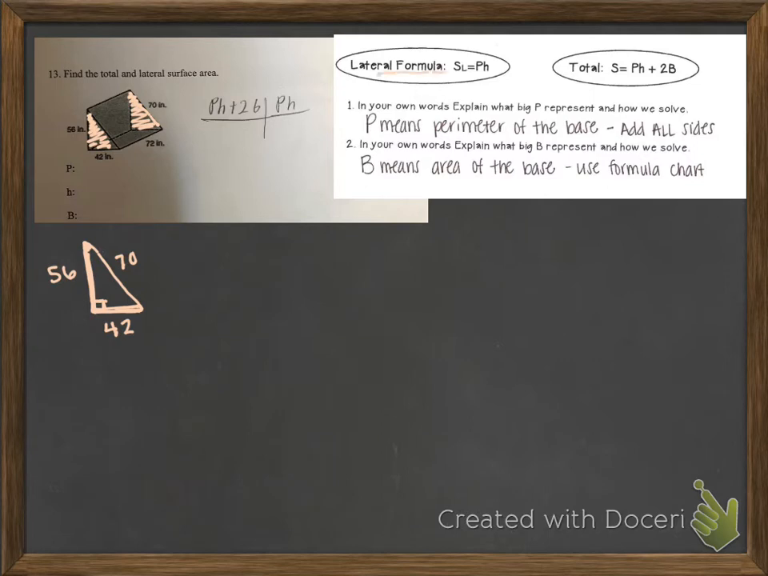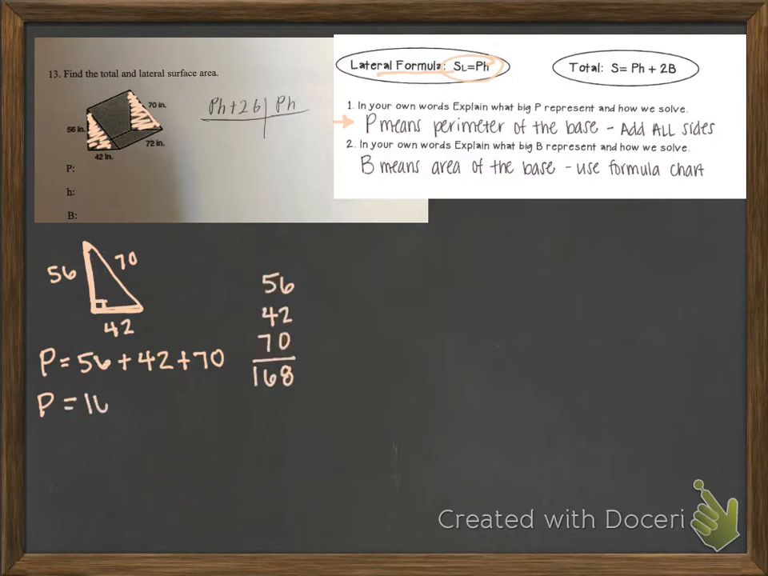So lateral surface area is just big P times H, and big P right here means the perimeter of the base, so you're going to add up all the sides. So big P equals adding up all the sides, which is 56 plus 42 plus 70. And that's big P. So you can go ahead and do that. Okay, so when you add them all up, you get 168. So this is important information right here. This is your big P.